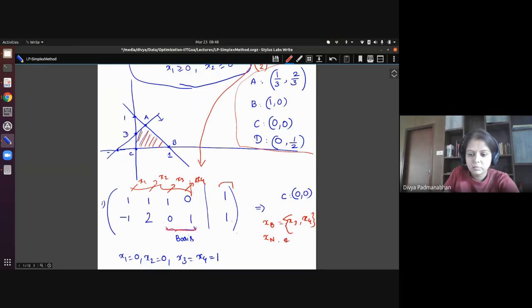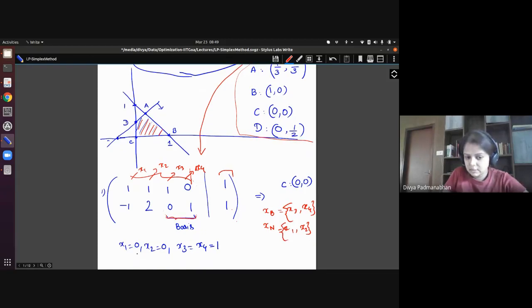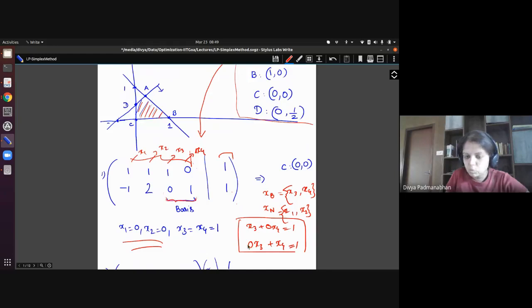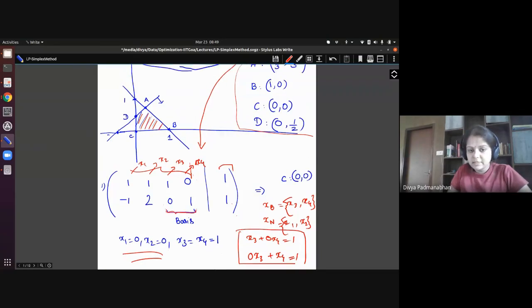So this corresponds to x1, this corresponds to x2, this is x3, and this corresponds to x4. So x3 and x4 are the basic variables, and x1 and x2 are the non-basic variables, so they get set to 0. And x3 and x4 are set to satisfy this equation: x3 plus 0x4 is 1, and 0x3 plus x4 is 1. This gives you a unique solution, because both these columns are linearly independent. So this corresponds to the point 0, 0.